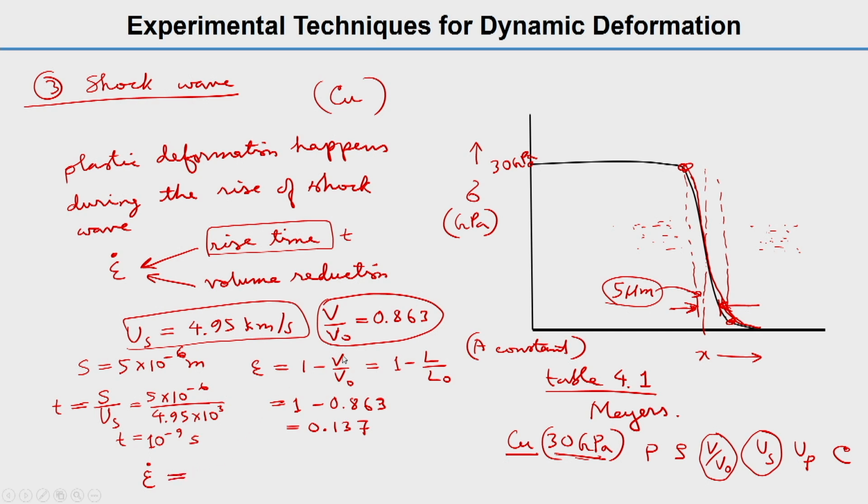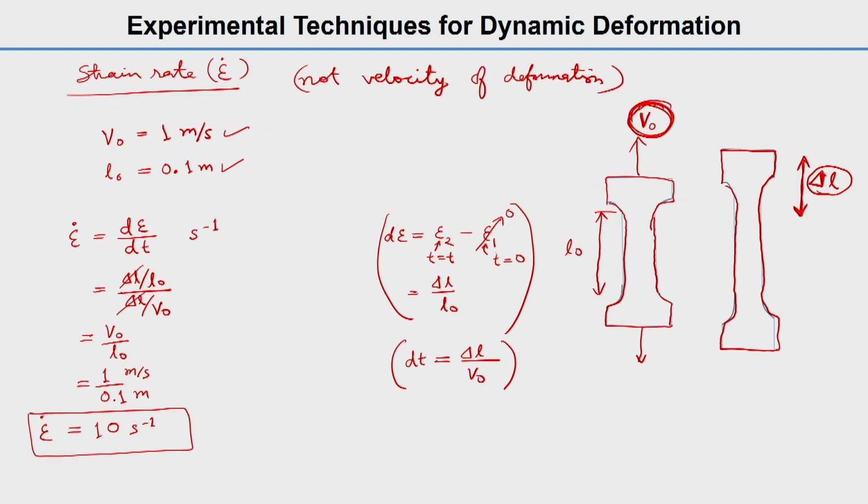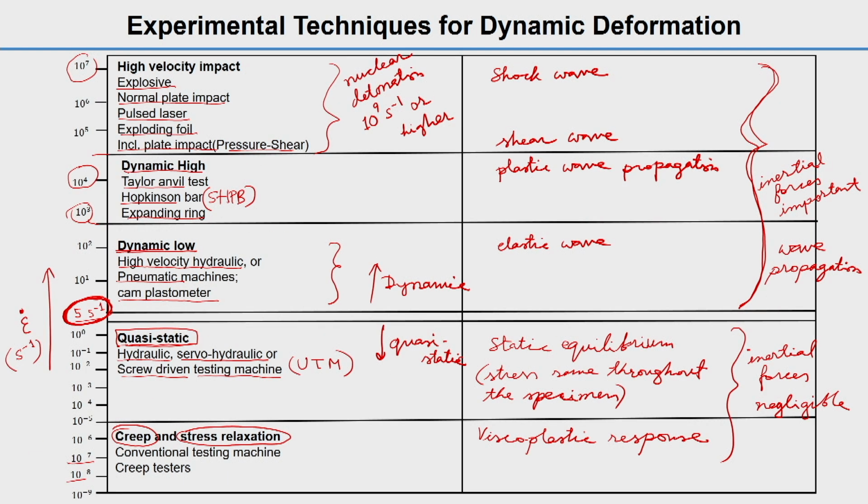Strain rate equals epsilon by t. So this will give us 1.137 divided by 10 to the power minus 9, which will give us 1.4 times 10 to the power 8 per second. So you see, this is a very high strain rate. If you go back to our earlier table, you can see that at 10 to the power 8, as we told, at a very high strain rate the shock wave can form.